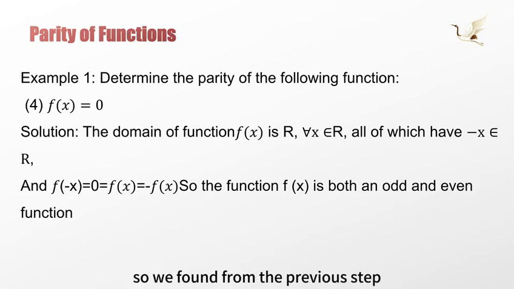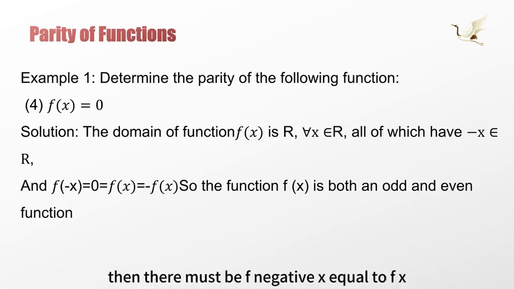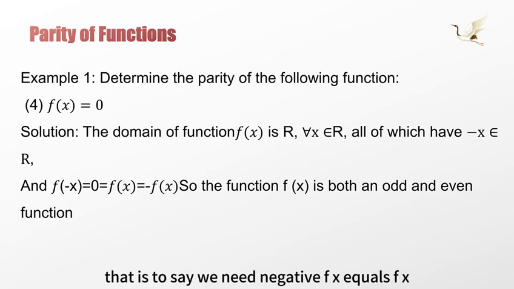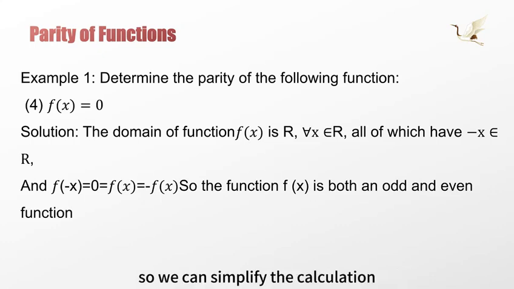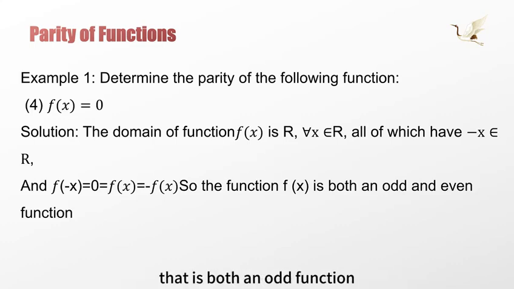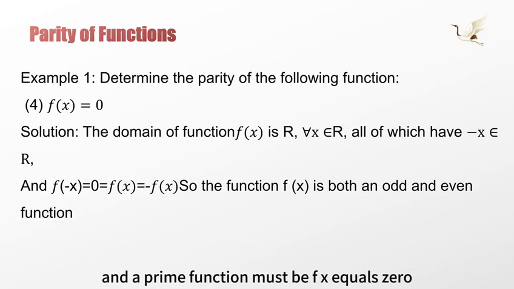So we found from the previous step that if we need f(x) to be both an odd and even function, then there must be f(-x) equal to f(x). At the same time, f(-x) must also be equal to -f(x). That is to say, we need -f(x) = f(x). So we can simplify the calculation and obtain that the function f(x) = 0, which is a constant function. This also tells us that the analytical expression for a function that is both an odd function and an even function must be f(x) = 0.